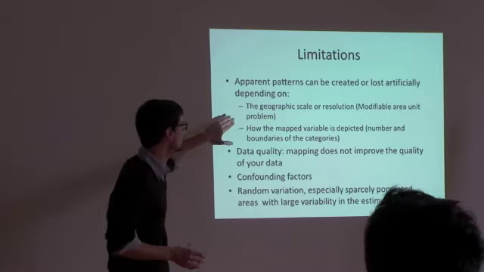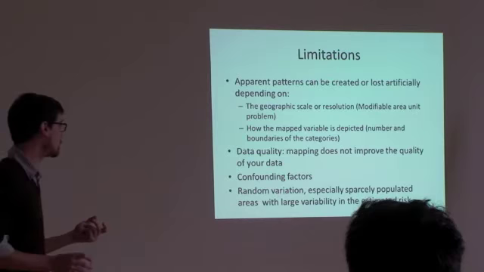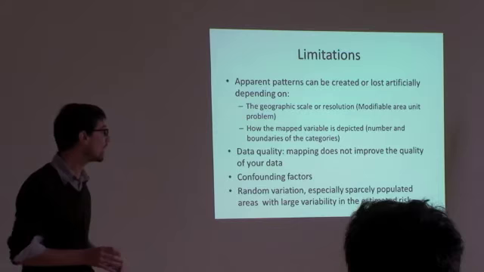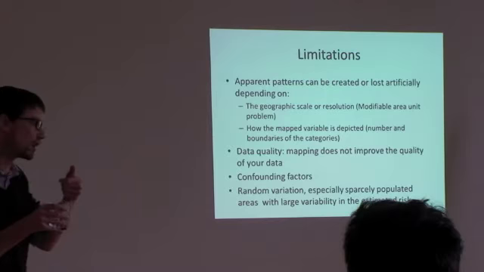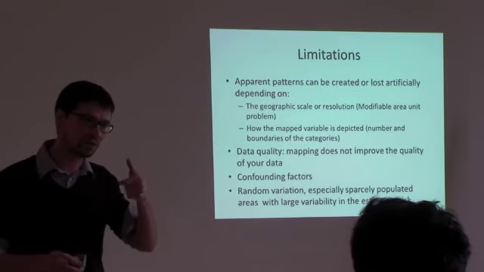The second problem, or it's not a problem, but it's a challenge, or at least something you have to keep in mind when you look at a map or when you make a map, is that the variable that you are showing, and therefore the colors that you're using, and the choice of the classes, the methods to do the classes, will influence the way the map looks, and therefore the way you will interpret the map. So we will have to be careful in the choice of classes and colors you use.